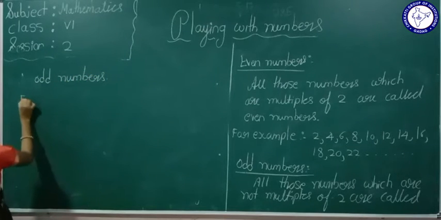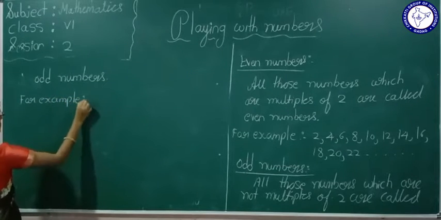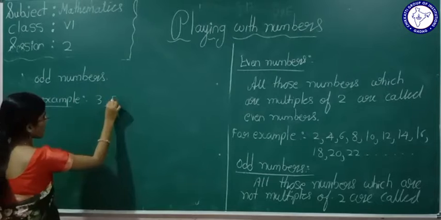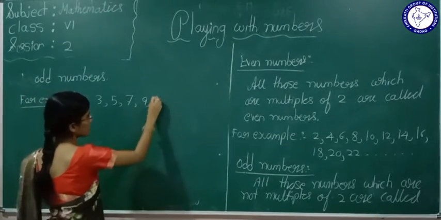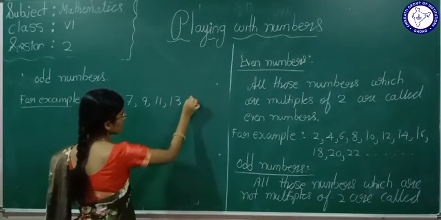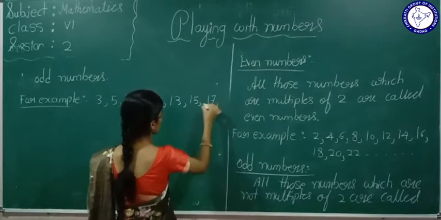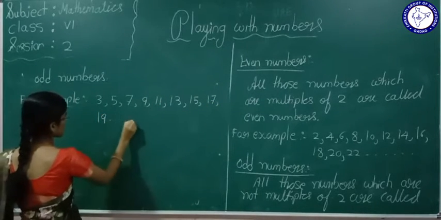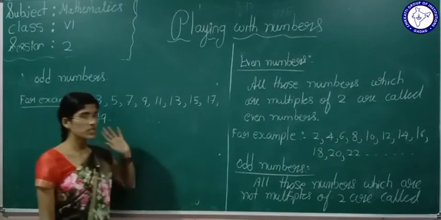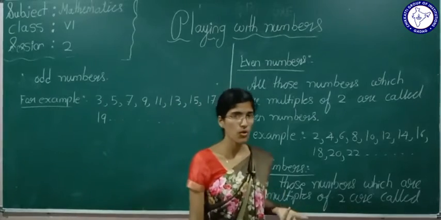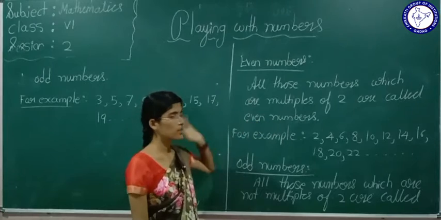Say for example, 3, 5, 7, 9, 11, 13, 15, 17, 19 and so on. Now see here, all those numbers which are not multiples of 2 are called odd numbers. All those numbers which are multiples of 2 are called even numbers.